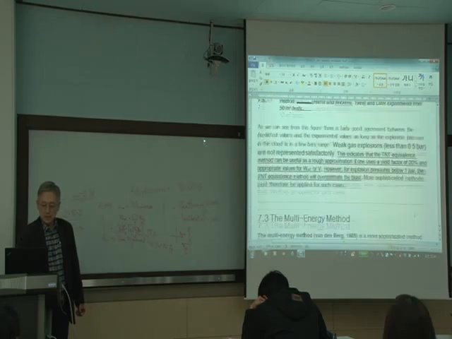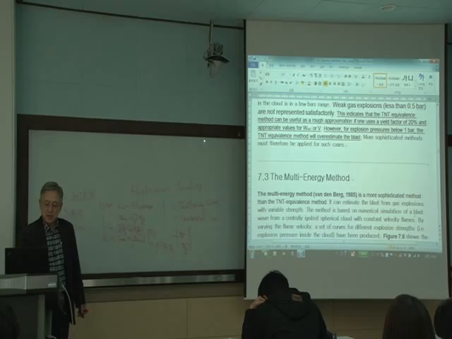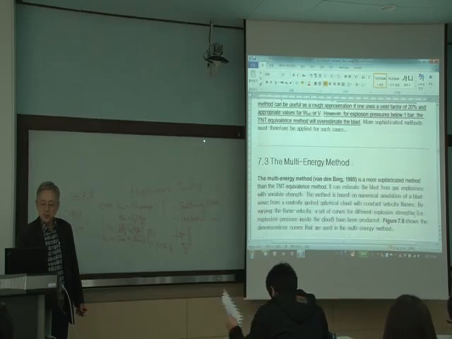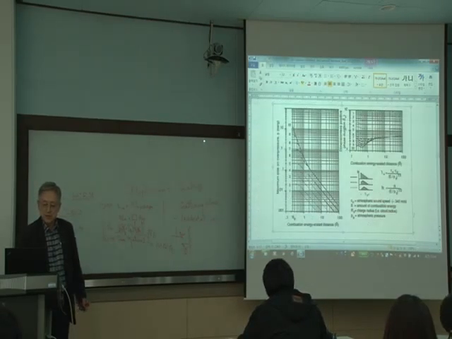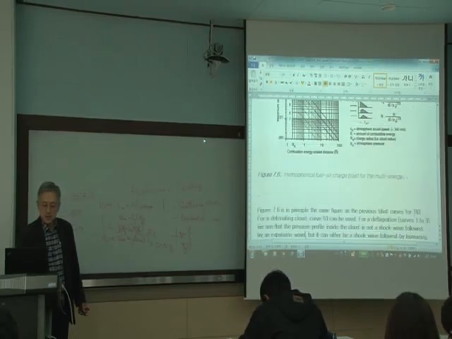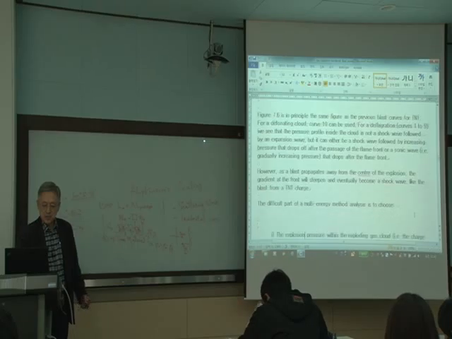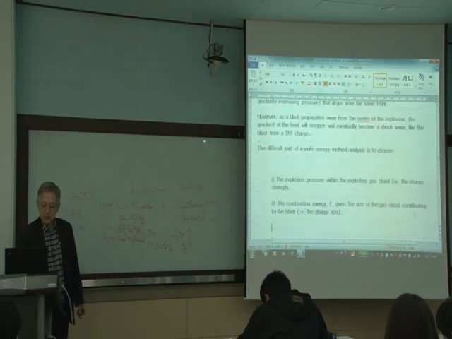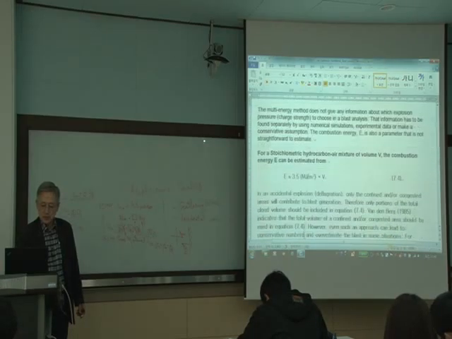Another methodology is that Vandenberg in 1985 proposed the multi-energy method, using charts and all that, but I don't pay much attention to it as we're looking into gas explosion handbooks. You can just look at that.